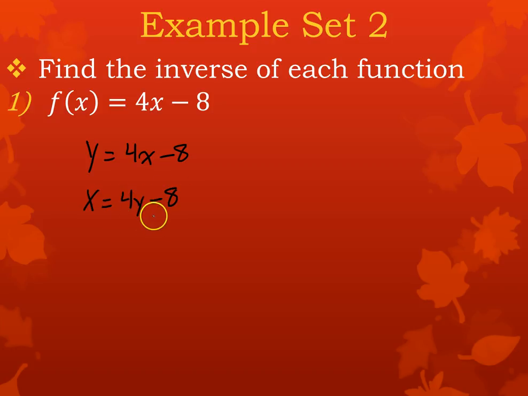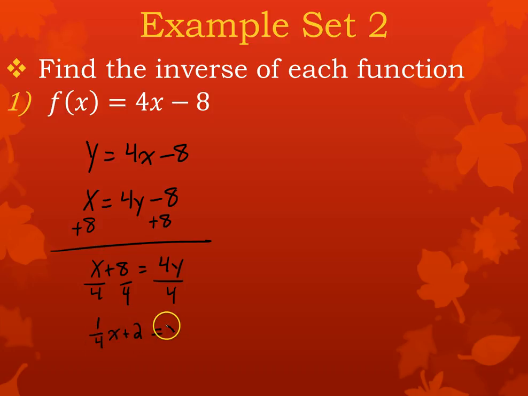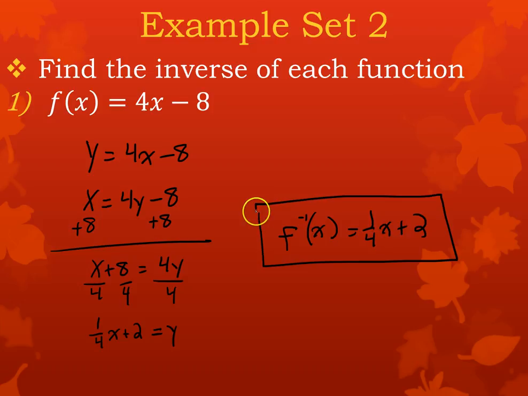Now I want to solve for y. So I have to add 8 to both sides. The x and the 8 cannot combine, so it's x plus 8 equals 4y. I then divide both sides by 4. And you get 1/4 x plus 2 equals y. And now the y is all by itself. That tells you my inverse function is 1/4 of x plus 2. And that's all you need to do. You're just going to be swapping x and y's and then solving for your new y equation.